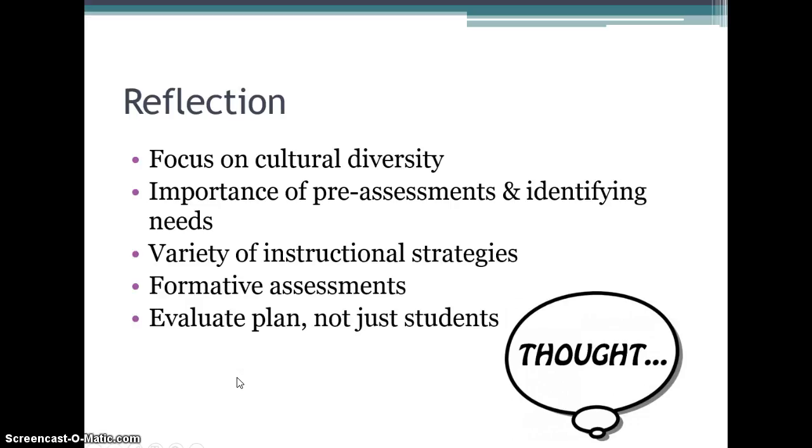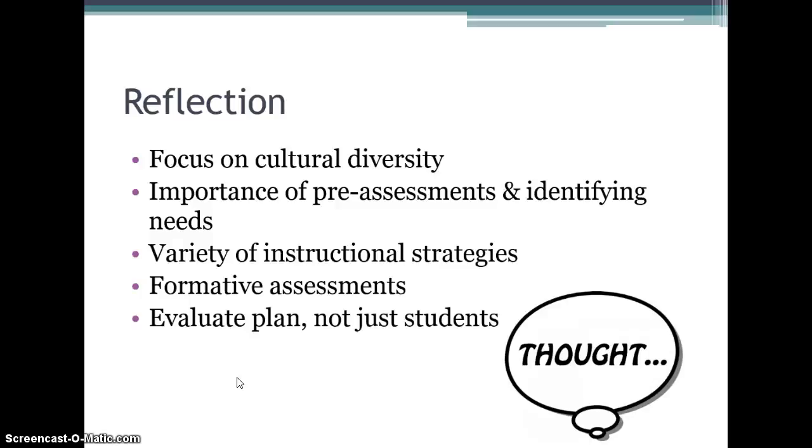Finally is my reflection. Taking a look back, this was a long process, but it's really been eye-opening. I do need to focus more on cultural diversity. I honestly look at my students, and I know they're all different, but I acknowledge they're all different and go on with my day. I need to find a way to incorporate their differences in my classroom.